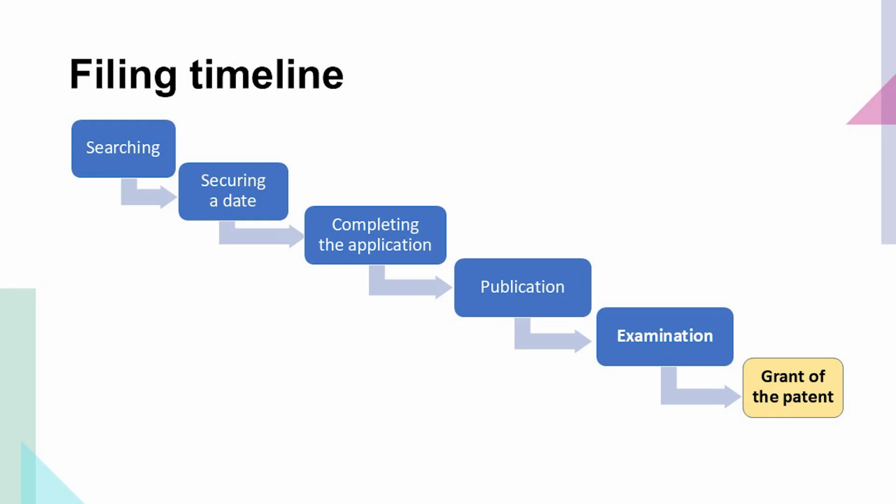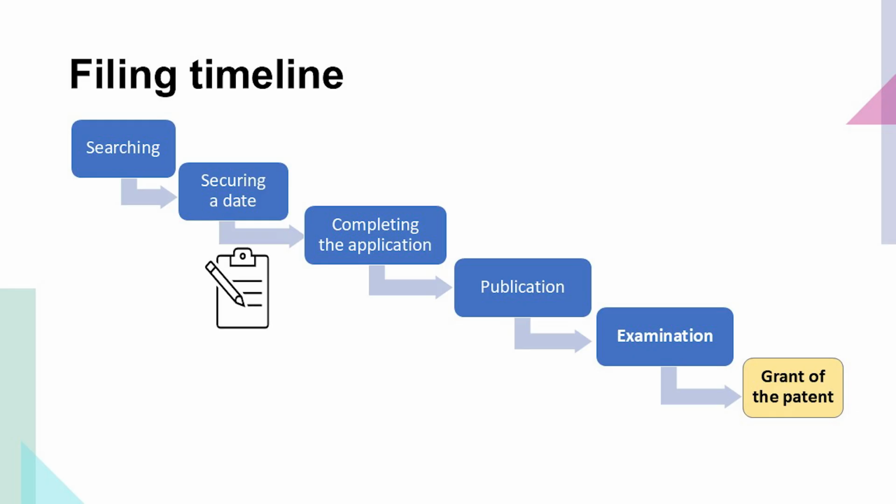Now, we already mentioned that it is wise to perform a search on your invention before engaging in the patent filing system, as per the very first box of this timeline. The following step is to secure a filing date. And to do this, you only have to indicate that you want a patent, provide your information as in your name, and a description of the invention. These 3 criteria are all that you need in order to secure a date.